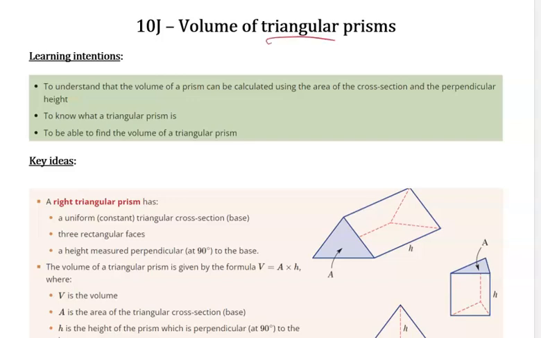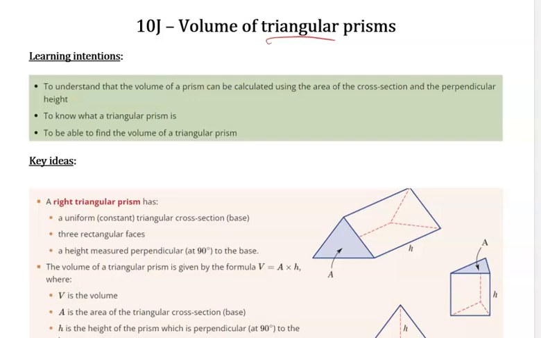Volume of triangular prisms. A triangular prism has a triangle of any type on both ends, and then it's got these rectangles as sides. So that's what makes it a prism. It's got that same shape on each end, and because it's a triangle, it becomes a triangular prism.